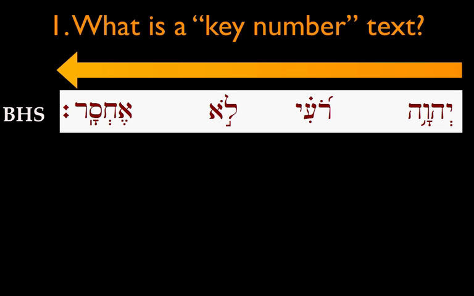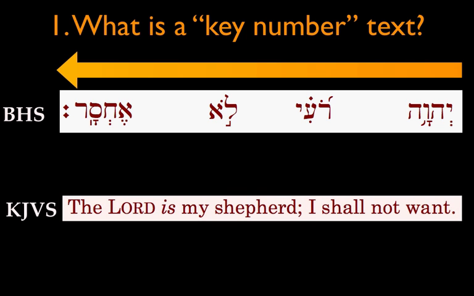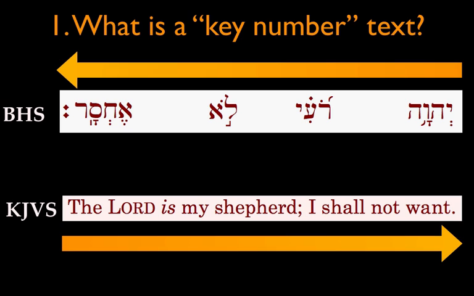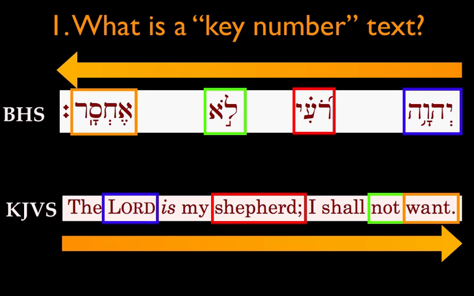Now, most of us read this psalm in translation, like this. The English versions translate each word and arrange them in proper order for our language, so they read naturally from left to right. Here, I've used colored rectangles to indicate the relationship between words in the 2 languages. Texts tagged with key numbers do the same thing.